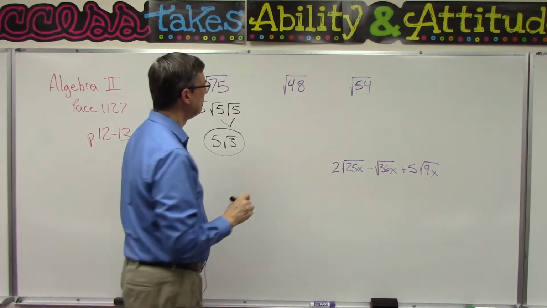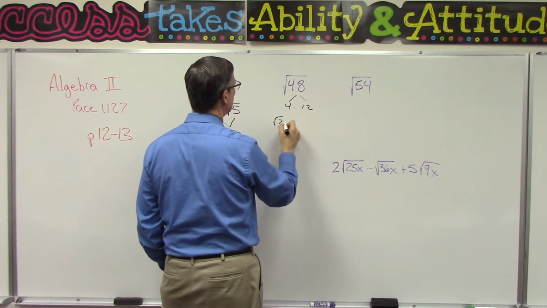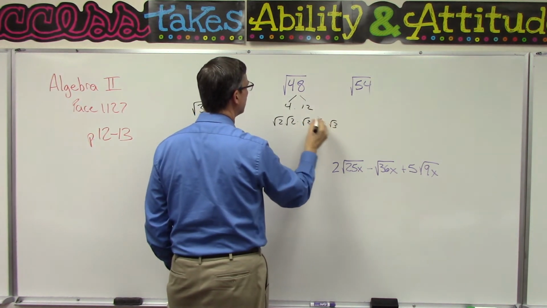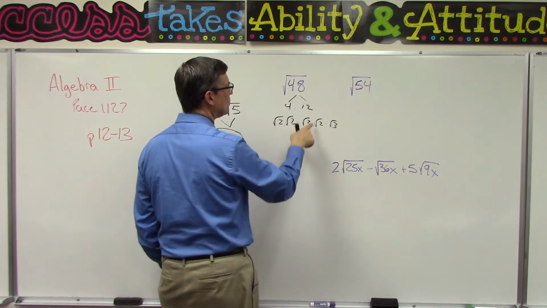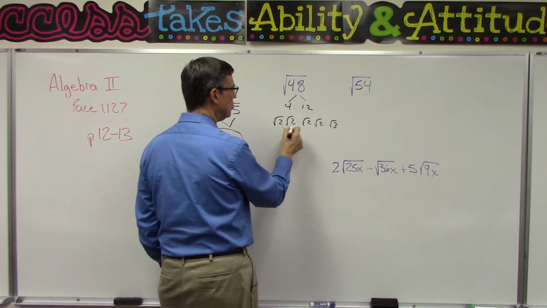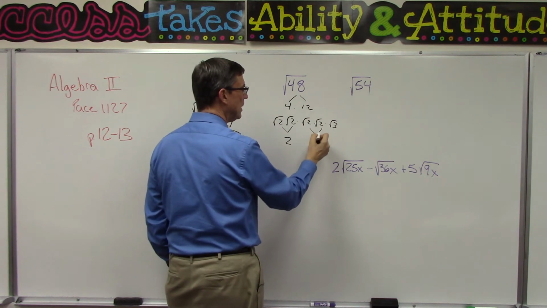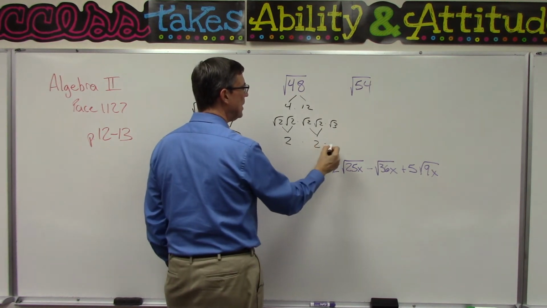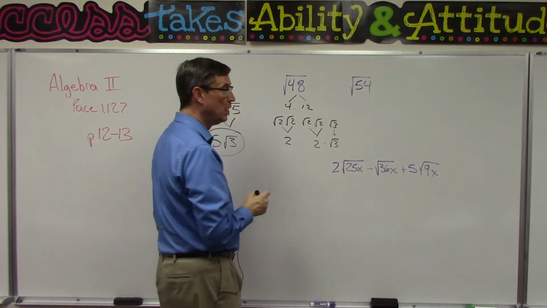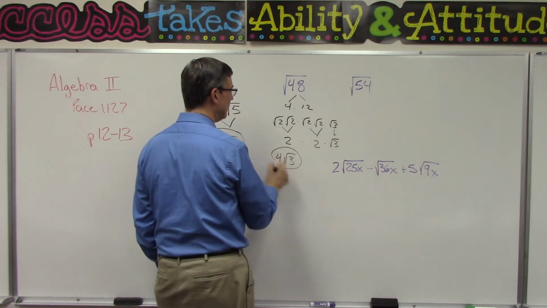Now let's take 48. Let's think about all the numbers that make this up. 4 times 12, so I have square root of 2 times square root of 2 times square root of 2 times square root of 2 times square root of 3. 4 is 2 times 2. 12 is 4 times 3, so 2 times 2 times 3. So here again, I have two 2's side by side, so that pops out. These two come together and another 2 pops out. And then the 3 stays under the radical. So in this case, my final answer is going to be 4 square root of 3.